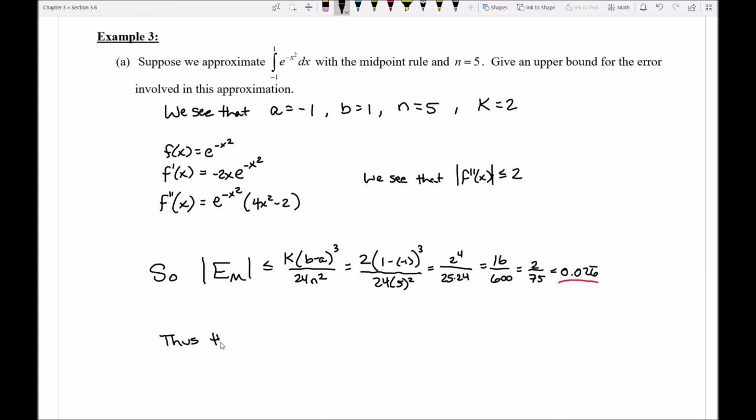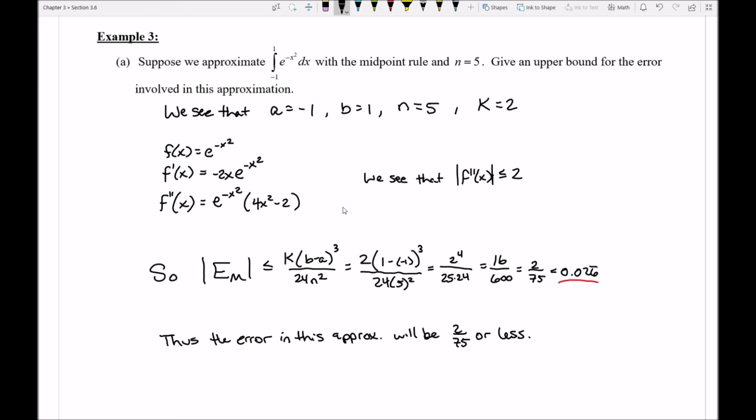So I'll say thus, the error in this approximation will be 2 over 75 or less, right? It's equal to or it's less than that amount. That's pretty awesome. We can do this, and notice we can do this without ever actually having the actual area.